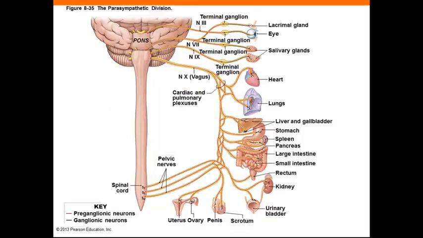In the parasympathetic division, preganglionic neurons arise from the brainstem and the sacral spinal cord, and these include cranial nerves 3, 7, 9, and 10. And the vagus is a major parasympathetic nerve. These ganglia are very close to or within their target organ. The preganglionic fibers of the sacral region form the pelvic nerves. There's less divergence than in the sympathetic division, so the effects are much more localized in this parasympathetic division.